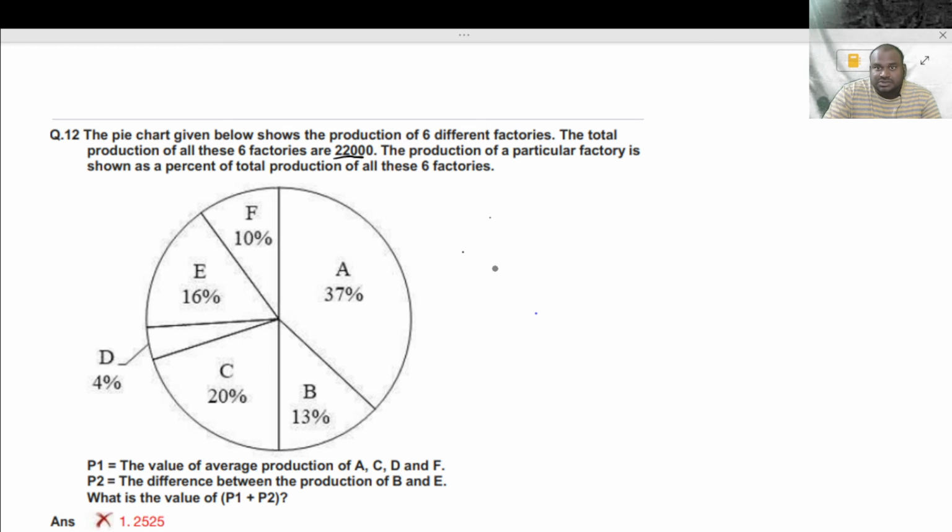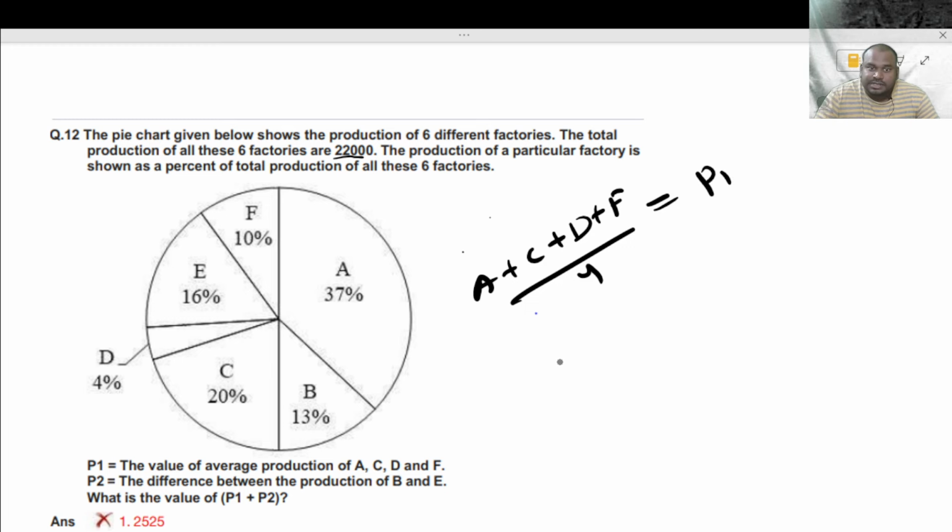It is a combination of average and percentages again. So A plus C plus D plus F divided by 4 is nothing but P1. We can calculate A plus C: A plus C is 57, plus D is 4, that is 61, and F is 10, that is 71. 71 by 4 is P1, but how to find 71?